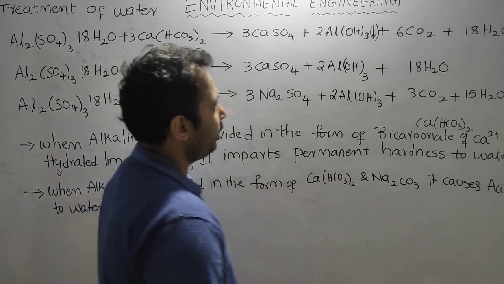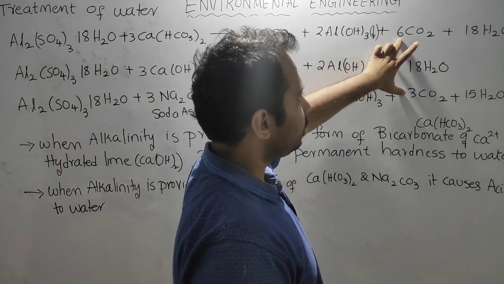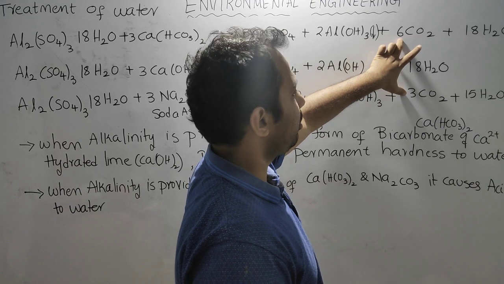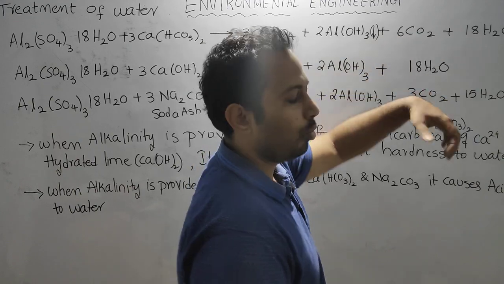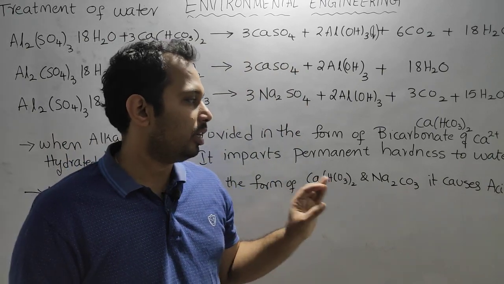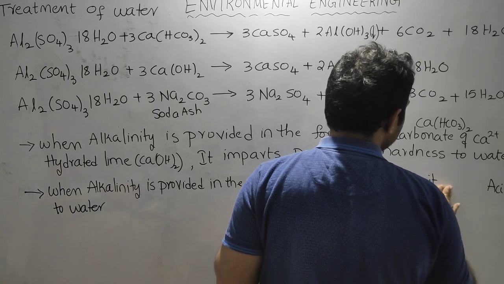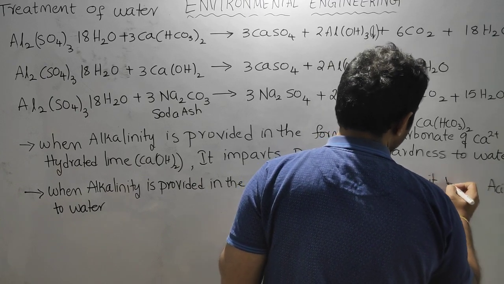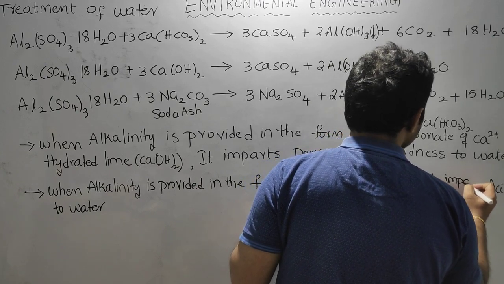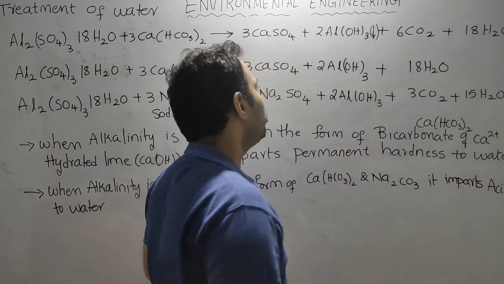It imparts acidity because here CO2 is coming. In both these reactions CO2 is coming, that means this CO2 will form carbonic acid, so it imparts acidity, which causes corrosiveness of the materials. It imparts acidity because of the presence of CO2 in both the reactions.